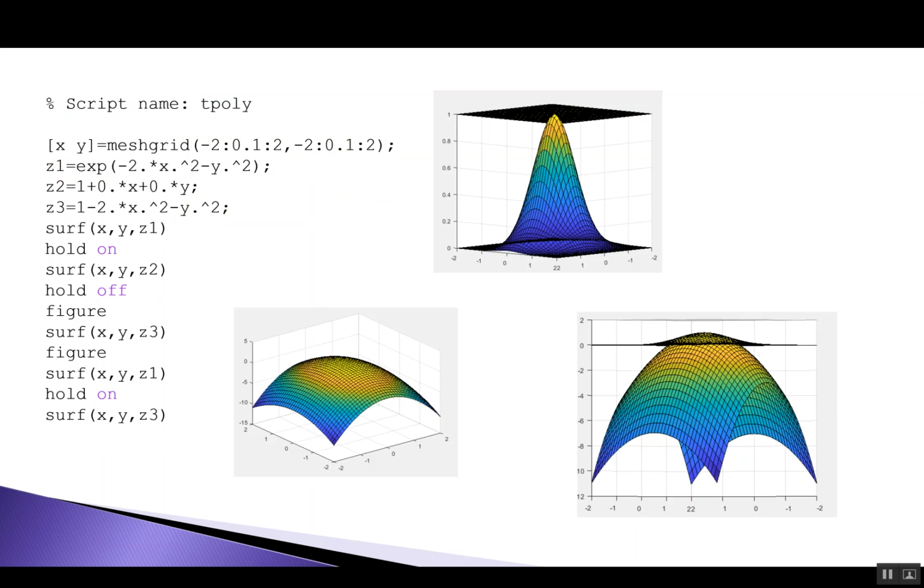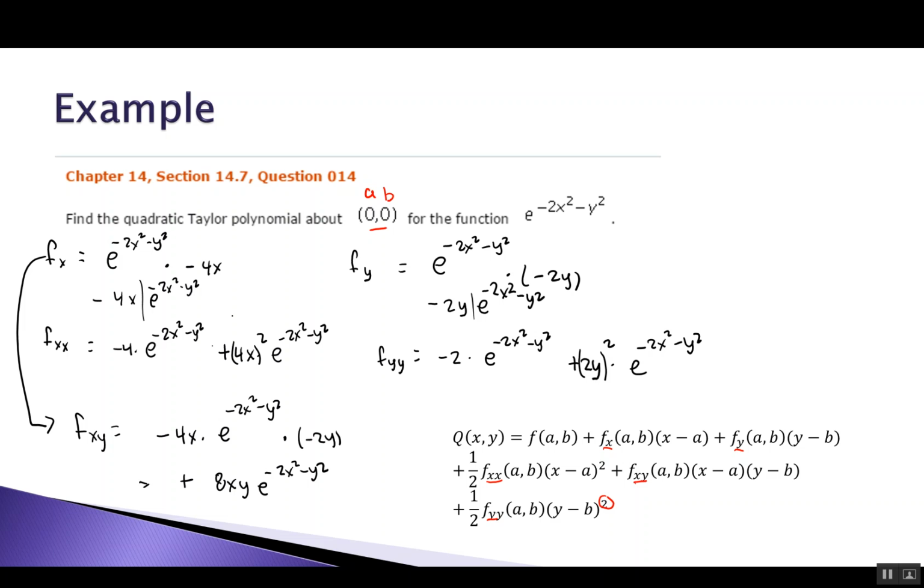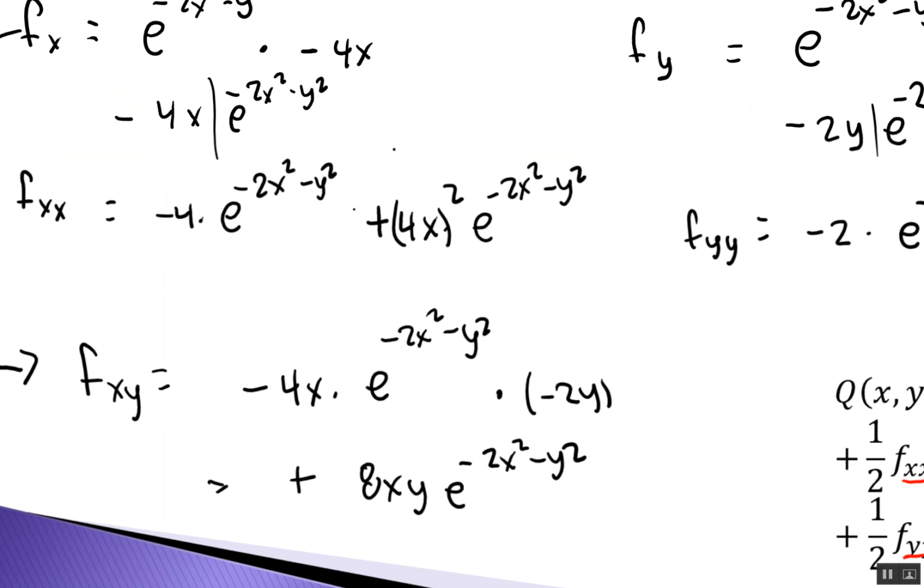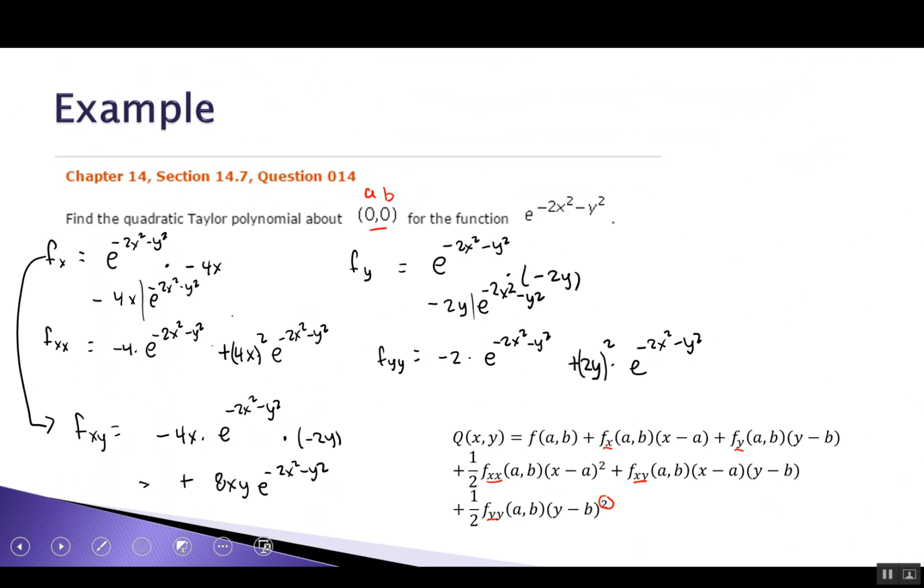Did I put on another slide to help with this? No, I didn't, unfortunately. All right, so the next thing I do is I evaluate these things at my point (a, b). So I've already calculated them. Now I will evaluate them. So f sub x works out to be 0 when I plug in. F sub xx works out to be minus 4 when I plug in. fxy works out to be 0. Thank goodness. Fy works out to be 0, and fyy works out to be minus 2.